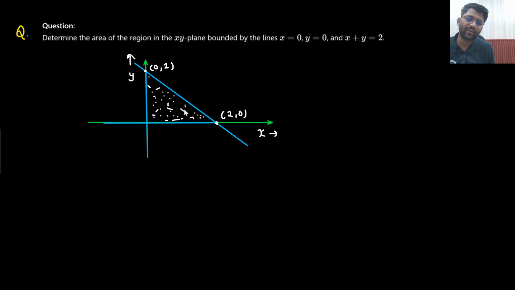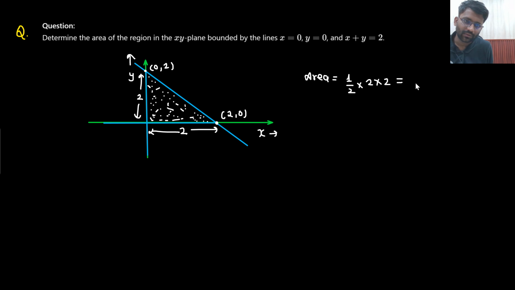So this bounded area we are supposed to find out. Sir, very simple. This area I can tell very easily. How much is this length? This length is 2. And how much is this length, sir? This length is also 2. So what will be the area, sir? Area is half into base into height. So area is 1 unit square.